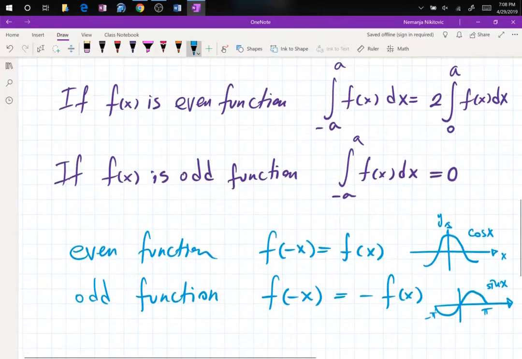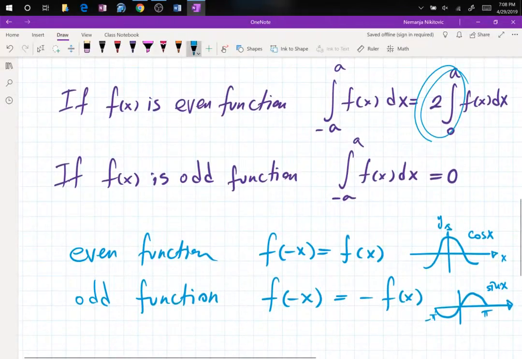So doubling 0 to a makes sense, right? Doubling 0 to a makes sense, because if I'm going for, let's say, this area here, this area here, it's the same as just calculating one side and doubling it.